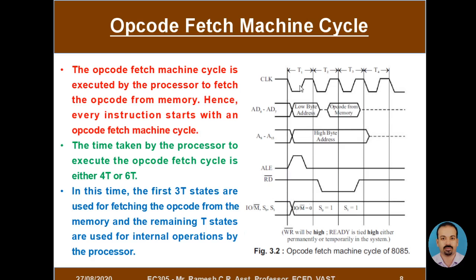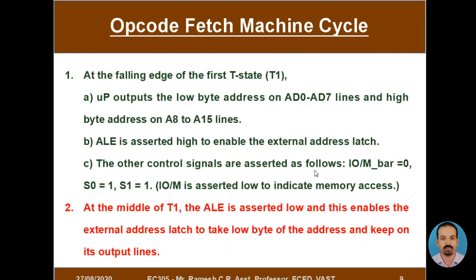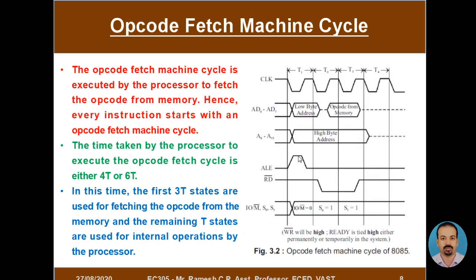Now at the middle of the first clock cycle, that is at the rising edge of the first half cycle, you will be placing ALE as low. When you make ALE low, this transition of the ALE signal from high to low indicates the enabling of the address latch, and the lower byte address which was available on the AD0 to AD7 lines will be latched to the address latch.